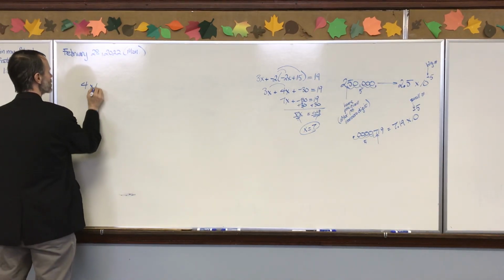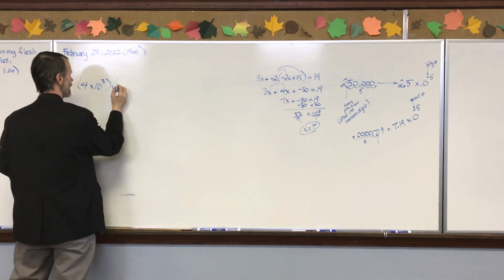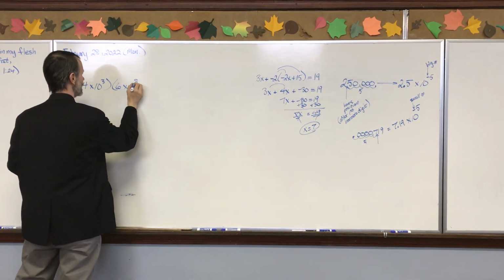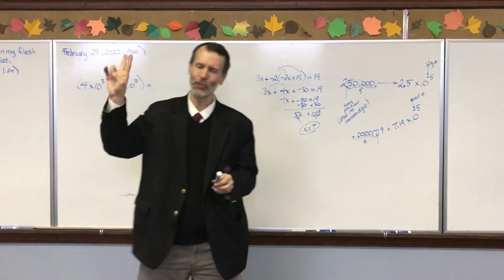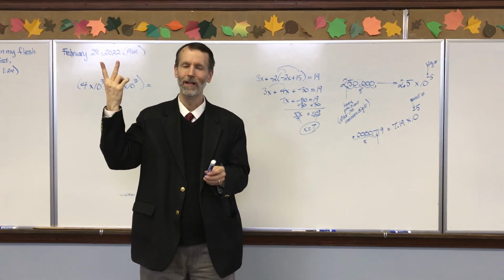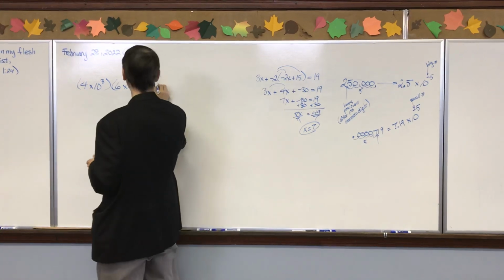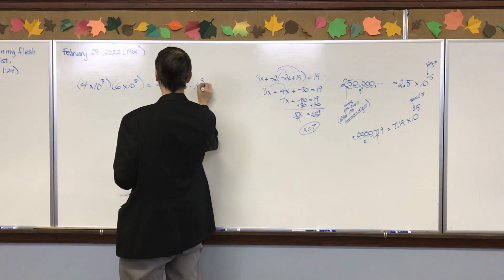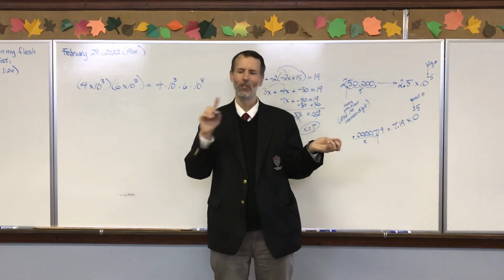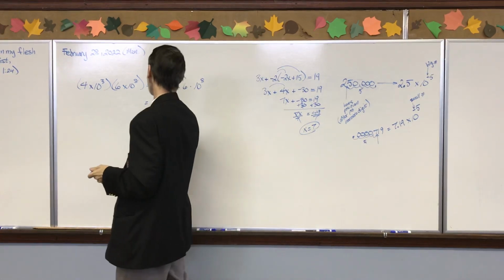4 times 10 to the third times 6 times 10 to the 8th. That's kind of like a problem the book is giving you. Suggestions? I'm curious if anyone remembers the name of a property that says you can multiply in either order. Commutative property. Let me rewrite this: 4 times 10 to the 3rd times 6 times 10 to the 8th. Those are all multiplied. You can put them in any order you want.